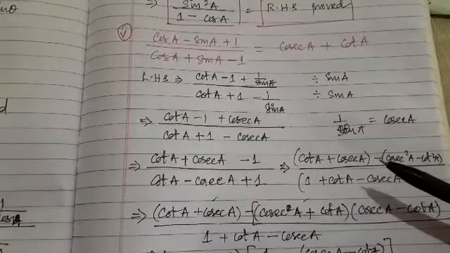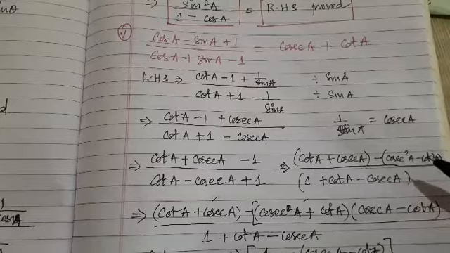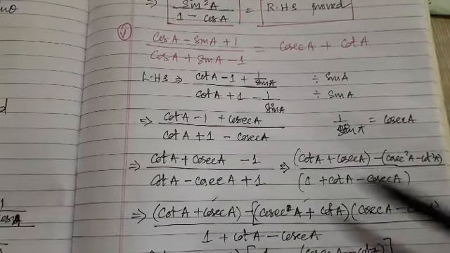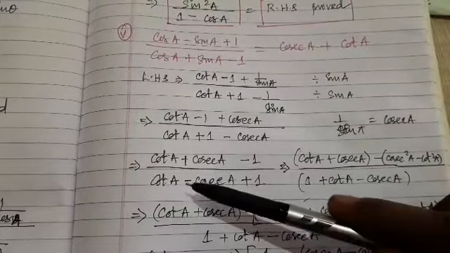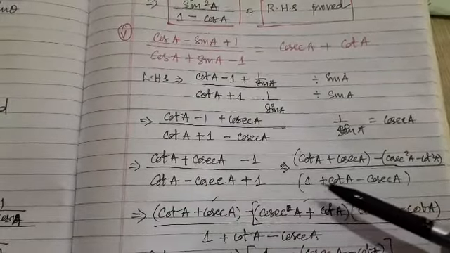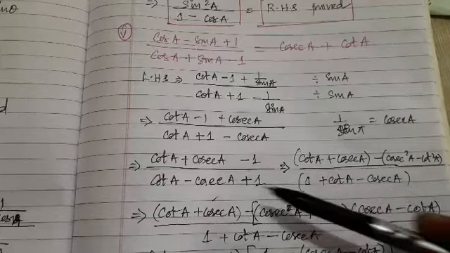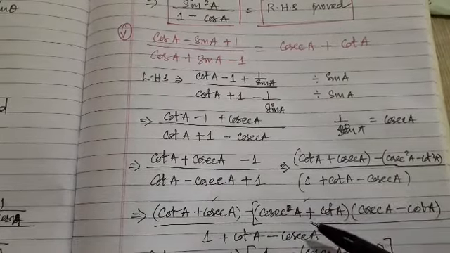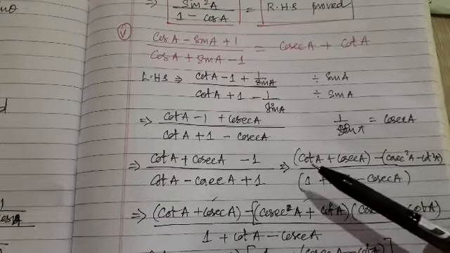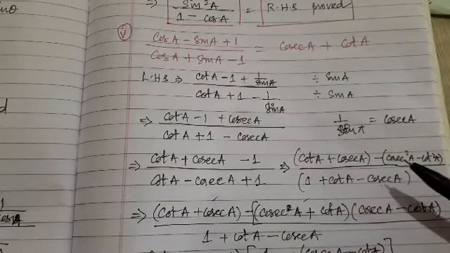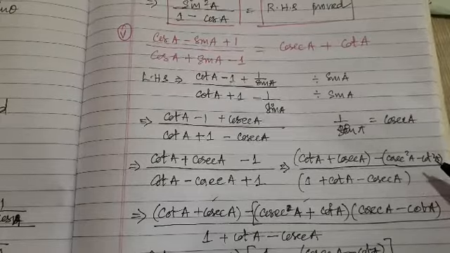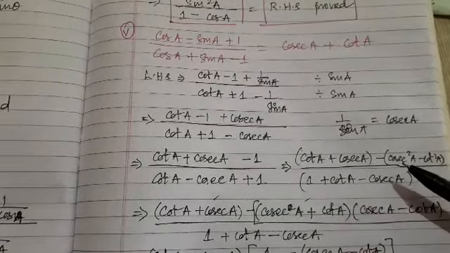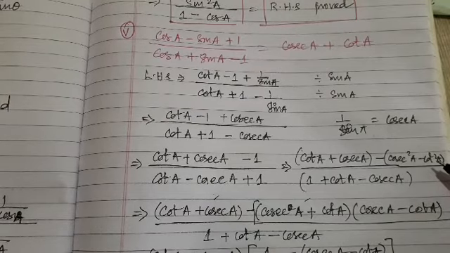Instead of this 1, in terms of cot A and cosecant A ratio I am using: minus of cosecant square A minus cot square A, that is equal to 1 as per the identity. And the denominator I am keeping as it is, cot A minus cosecant A plus 1. In different form I am writing the same denominator, in a changed order. Then you see in the numerator, cot A plus cosecant A minus (cosecant square A minus cot square A), since 1 equals that as per the identity. Instead of 1 I am converting into cosecant square A minus cot square A.